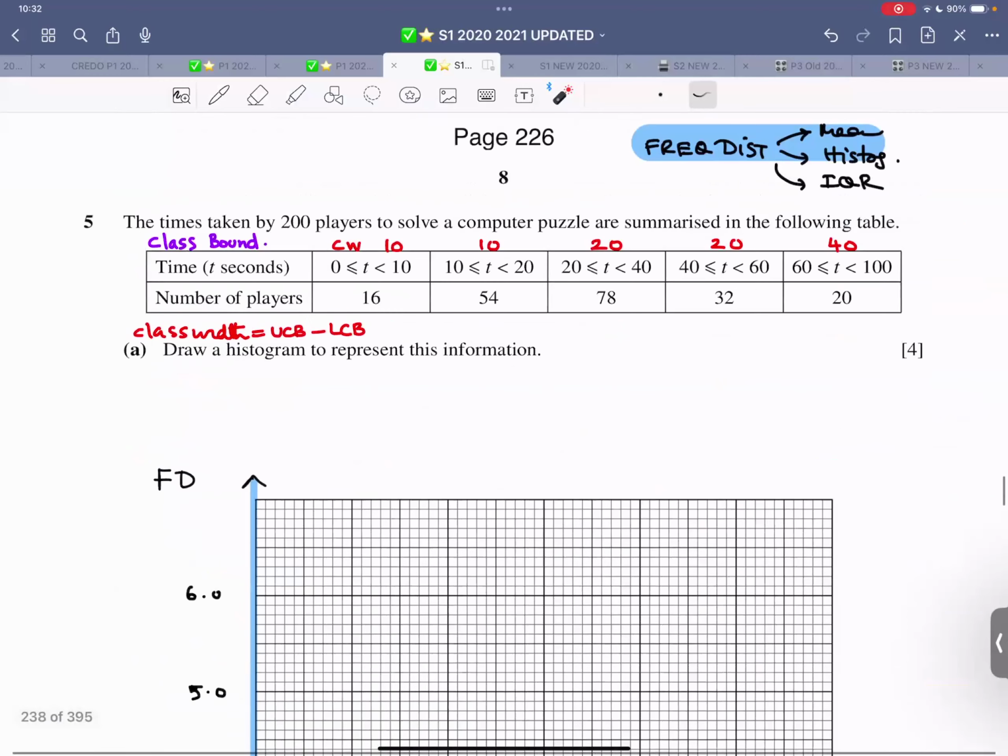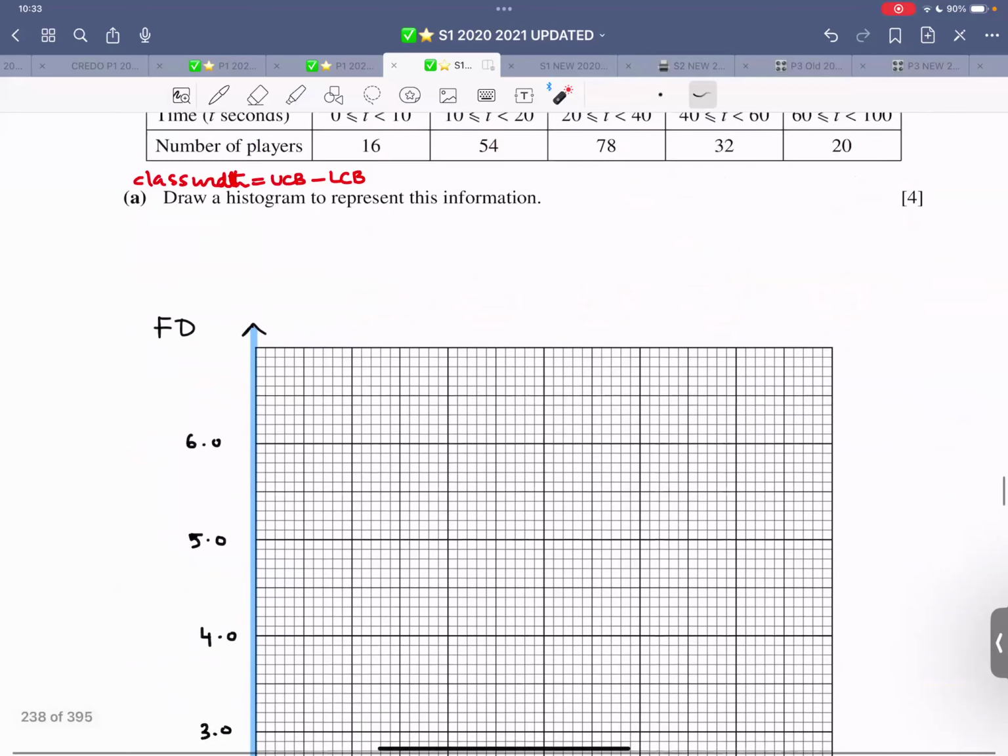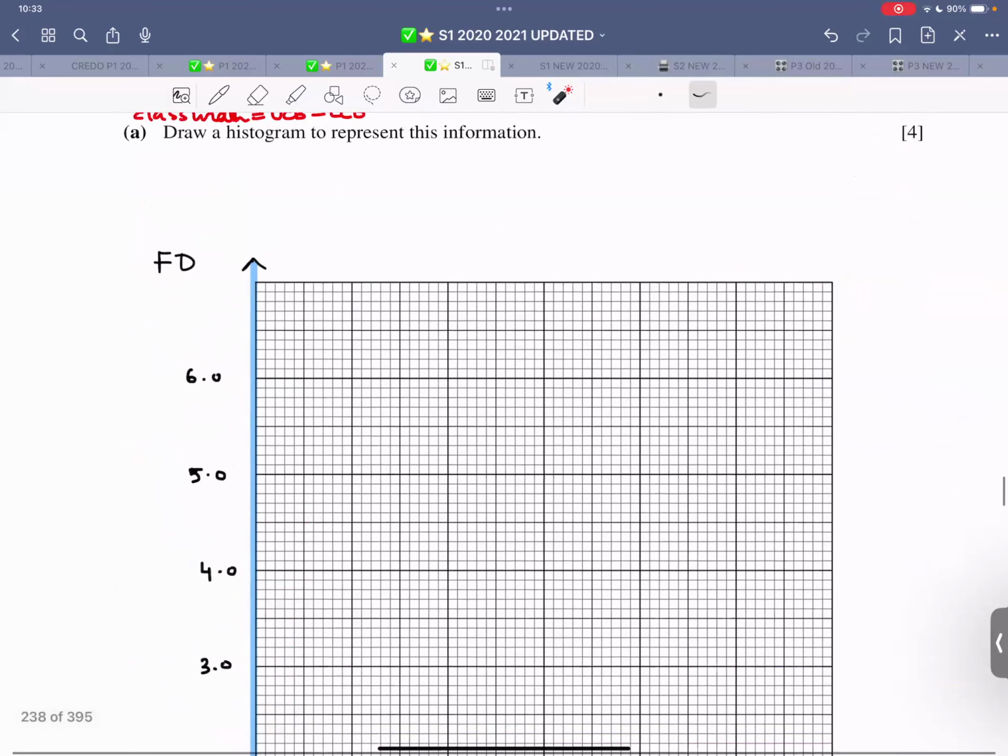Question number 5. It says the times taken by 200 players to solve a computer puzzle are summarized in the following table. There is time 0 till 10, 10 till 20, 20 till 40, 40 till 60, 60 till 100. And the number of players are given over there. Draw a histogram to represent this information.